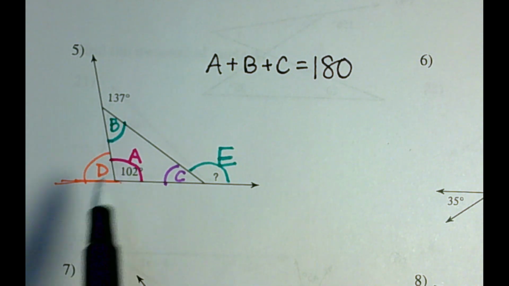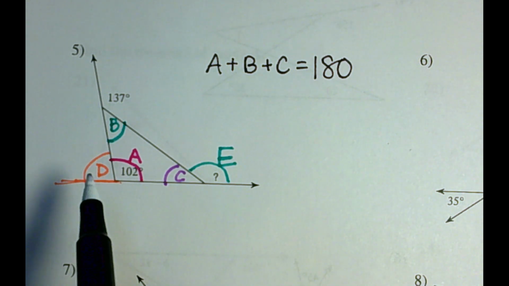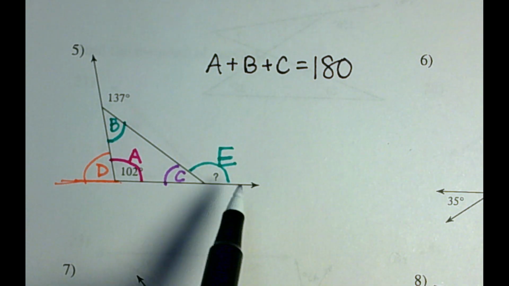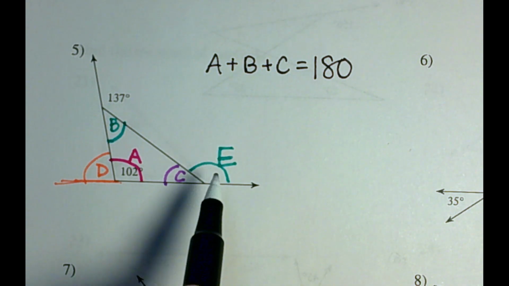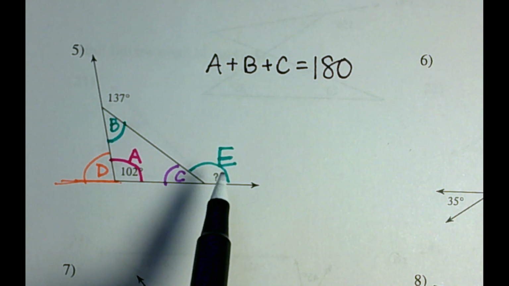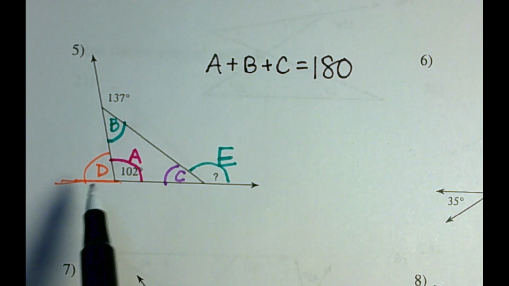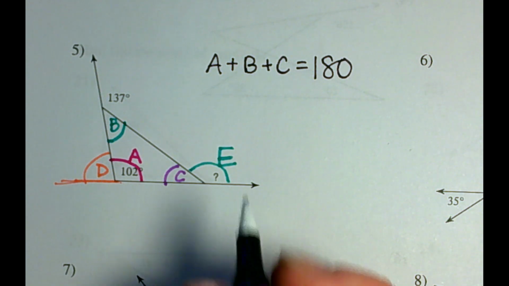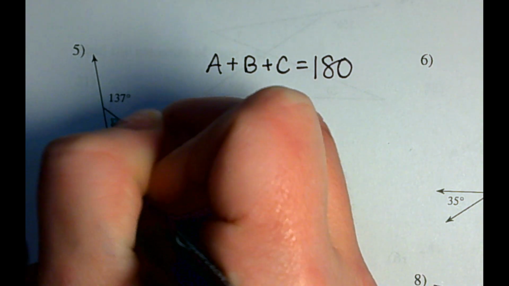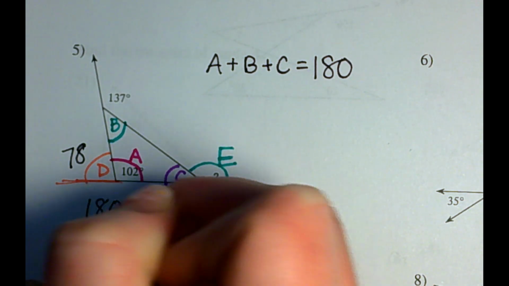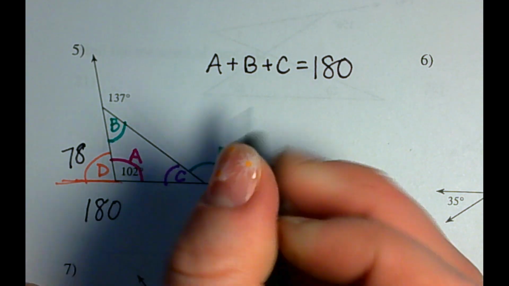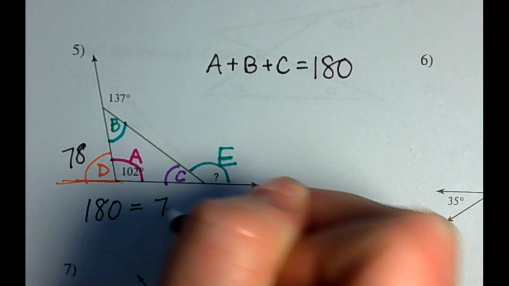D. I can. Is D going to help me solve E that I need? No. You could solve it for fun. What would it be? I got 78 degrees. 78 degrees, that is right. You did 180 minus 102. Right.